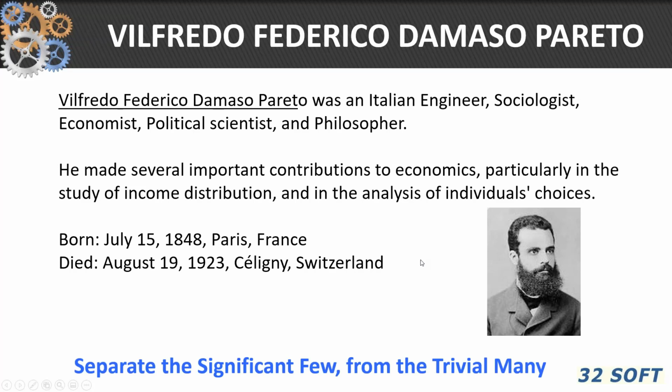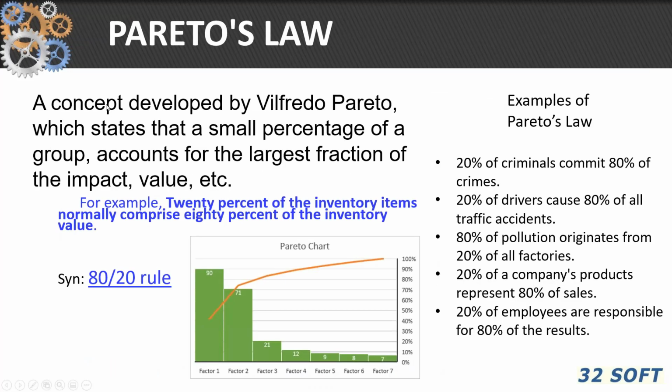And he basically came up with this thing called the 80-20 rule, or segregating or separating the significant few from the trivial many. This is a concept that basically states that a small percentage of a group accounts for the largest fraction of the impact or value, etc., of that group. In terms of inventory, we talk about the 80-20 rule or ABC analysis as 20% of the inventory items normally are comprised of 80% of the inventory value.